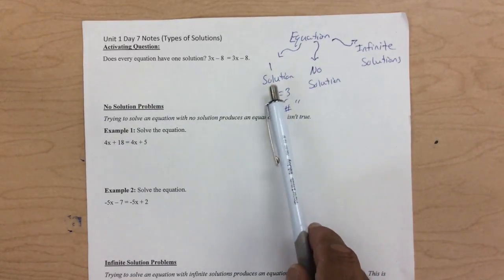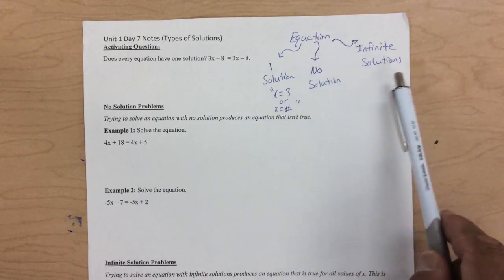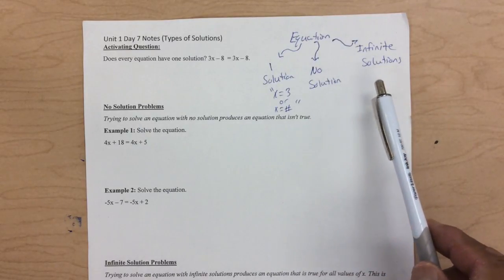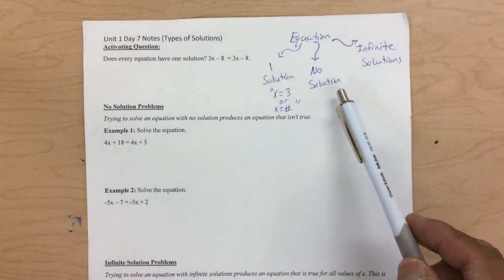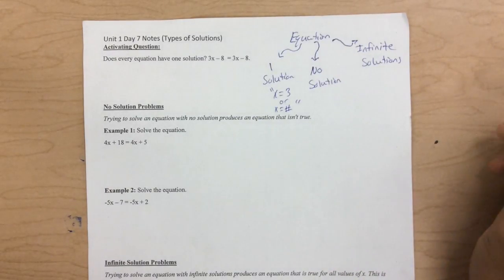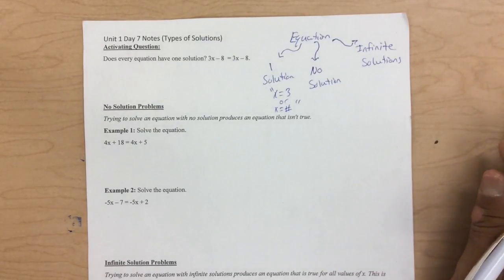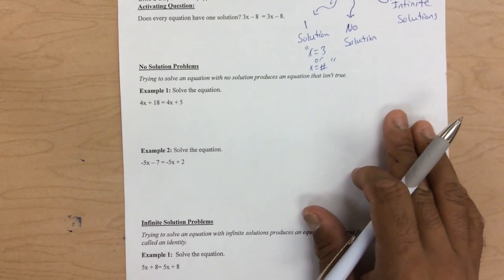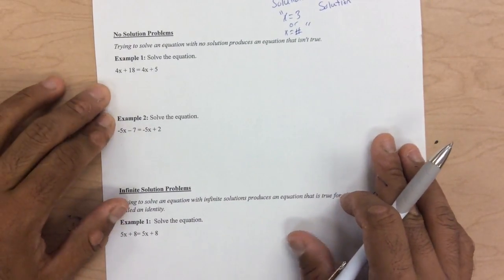Obviously, you've been doing these types of problems since 7th grade. You will still work them out the same way. The only difference is that one of them will give you a false statement and the other one will give you a true statement when you solve them. Therefore, you'll be able to know that it's implying a no solution or an infinite solutions. So let's go ahead and do a couple problems where the solution is no solution.